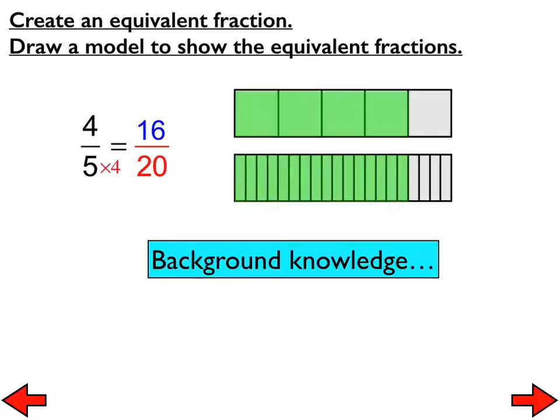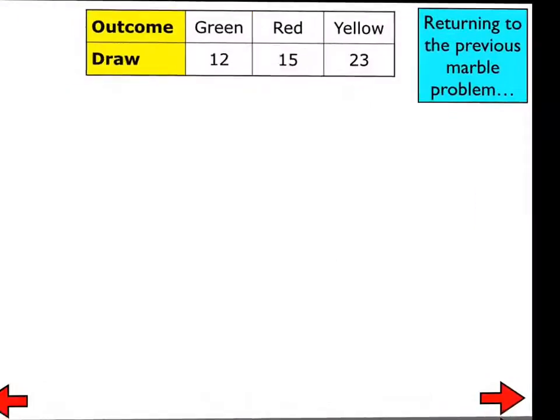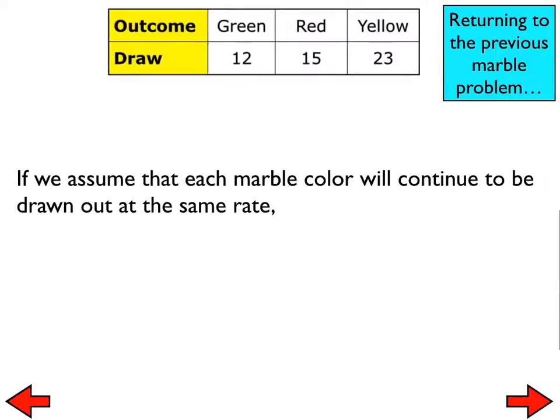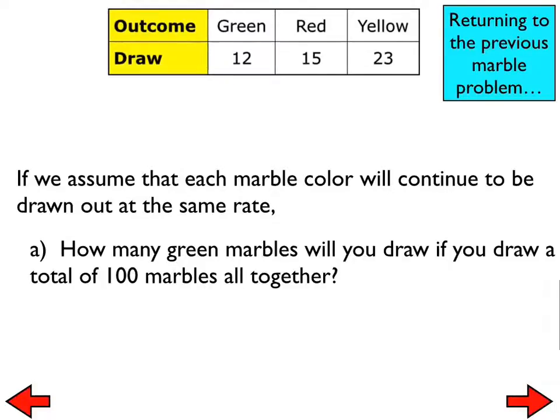So let's go back to this idea of marbles, or a marble problem. Back to the previous marble problem. If we assume that each marble color will continue to be drawn out at the same rates, here's a question for you. How many green marbles will you draw if you draw a total of 100 marbles altogether? How many do you think? Remember, we're assuming that we're drawing them out at the same rate.